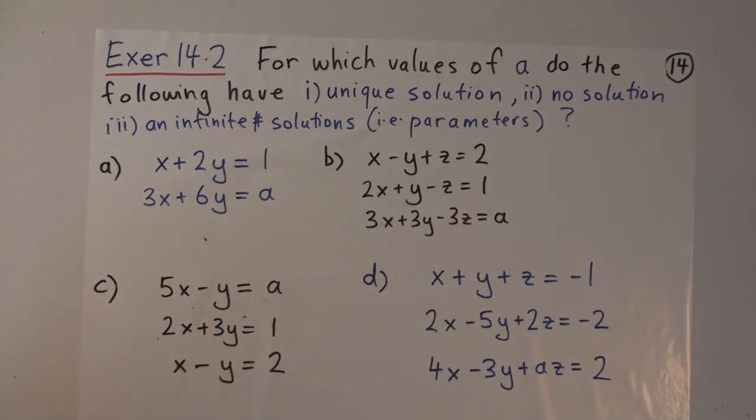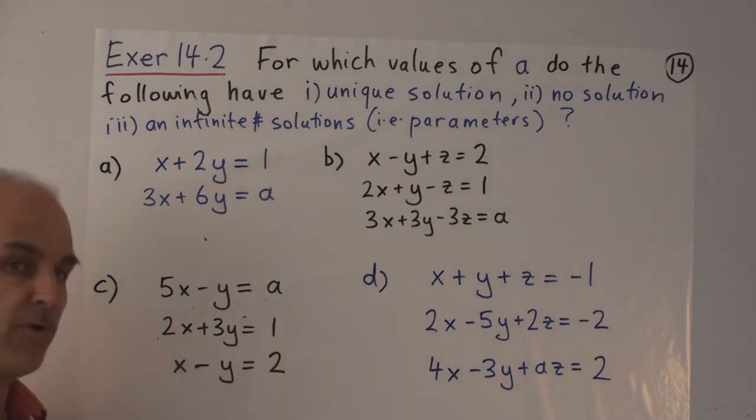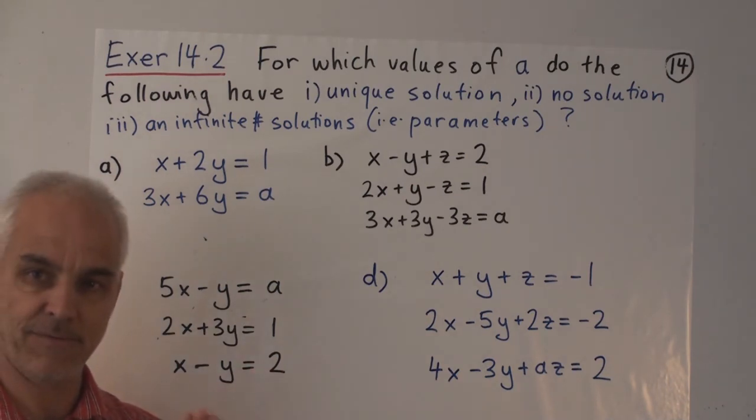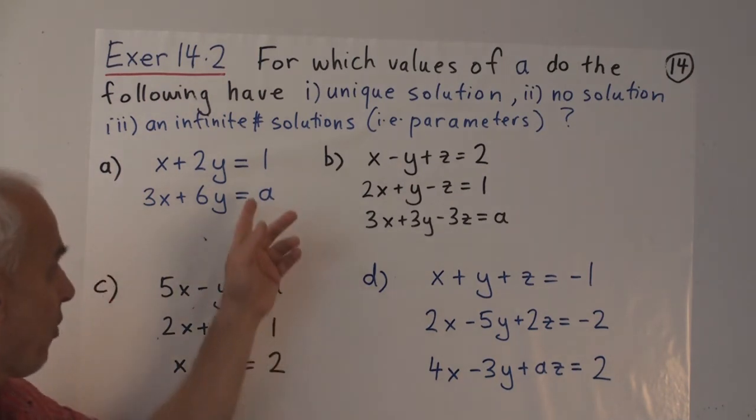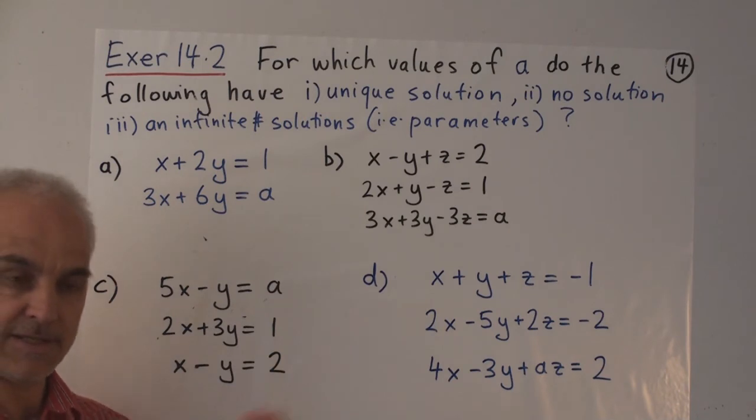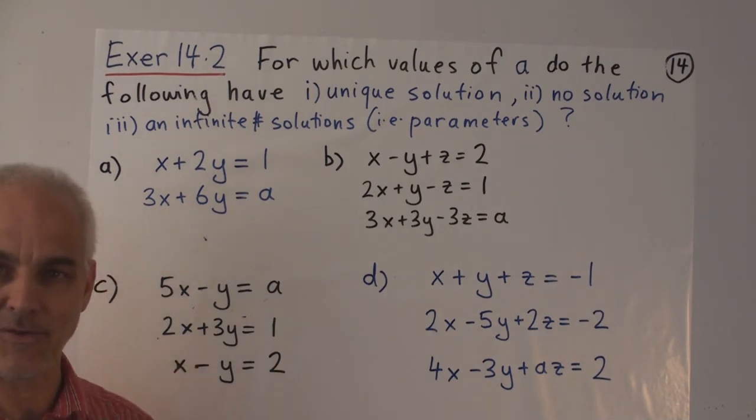And I'm asking the question, for which values of A do the following have a unique solution, no solution, or an infinite number of solutions? So for example, this system here, you should think of it as a usual system in X and Y. It's just that this particular value perhaps has been rubbed off. You don't know what it was. Maybe it was a 4 originally, maybe it was a -3. Let's say it's been rubbed off and you don't know what it is.